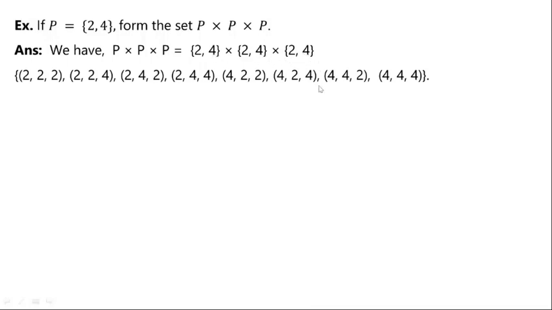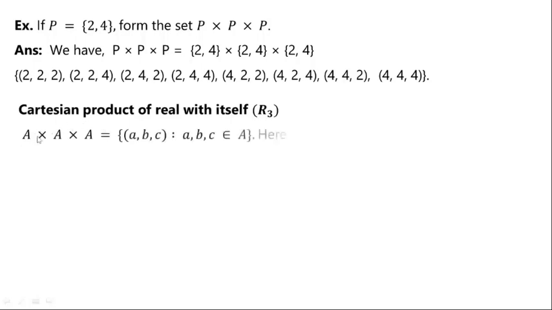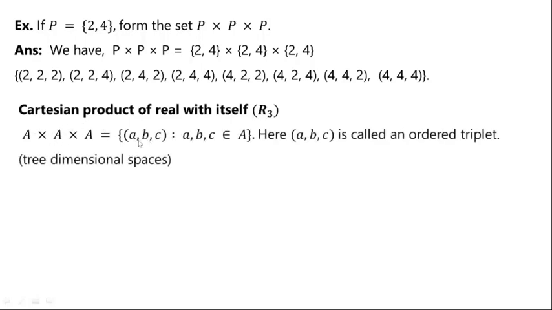So the Cartesian product of R with itself three times is denoted by R3 and it is given by A cross A cross A, which is equal to the set of ordered triplets of the form (a, b, c) such that a, b, c must belong to the given set A.